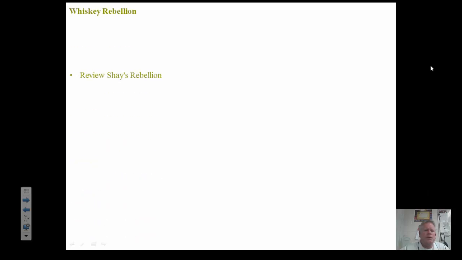So, the Whiskey Rebellion. Now, before I talk about the Whiskey Rebellion, I want to review Shays' Rebellion. Now, remember, during Shays' Rebellion, the state government of Massachusetts was taking farmers' farms away from them when they couldn't pay the bills. And Daniel Shays got all the farmers together, and they raided the courthouses and put locks on them so the judges couldn't rule against them and take their farms away.